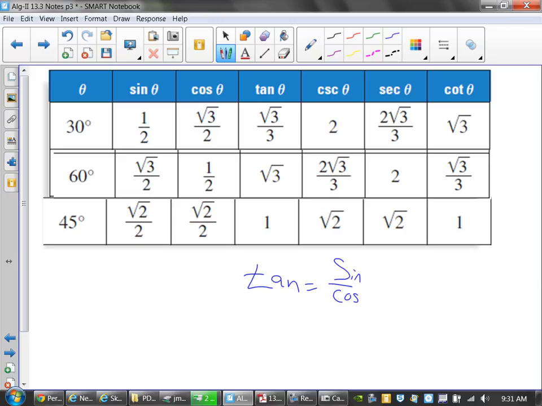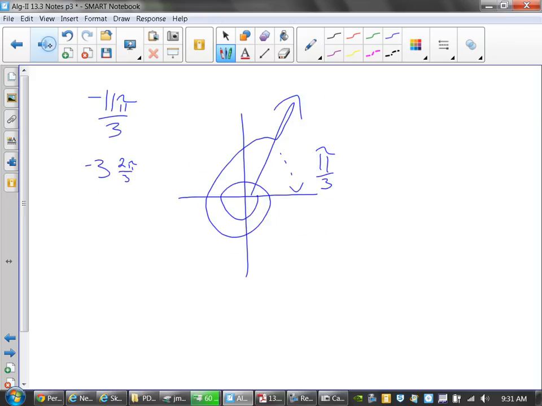Y over x. So in order for tangent to be positive, sine and cosine are both negative, or they're both positive. So for tangent to be positive, it's in quadrant 1 and 3. For cotangent to be positive, it would be 1 and 3. For tangent and cotangent to be negative, it would be 2 and 4. You're playing around with the signs, the positive and negative values, to figure out where tangent and cotangent become negative.